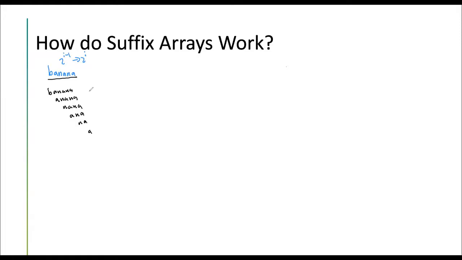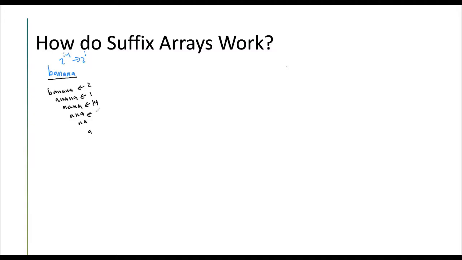And we're going to assign a ranking to each substring depending on its first character. So for example, we can see that banana starts with a B, so we can assign a rating of 2. And a nana starts with an A, so we can assign it a rating of 1. Nana starts with N, so we can assign it a rating of 14.